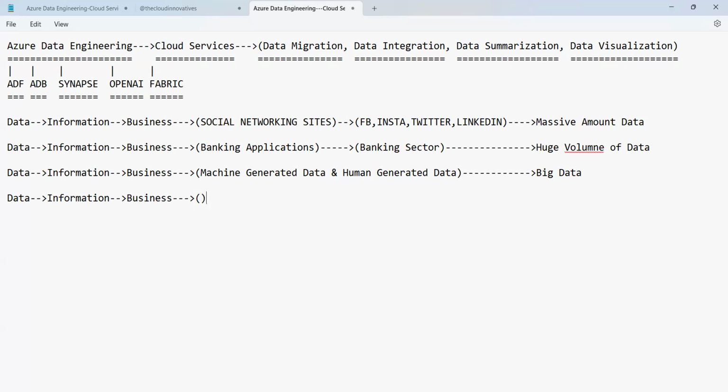Now what is the next source of getting the data or the information? We get the data from the live streaming process, which is very trending now. Live streaming process means the data which we get from the stock market, where the trading happens.